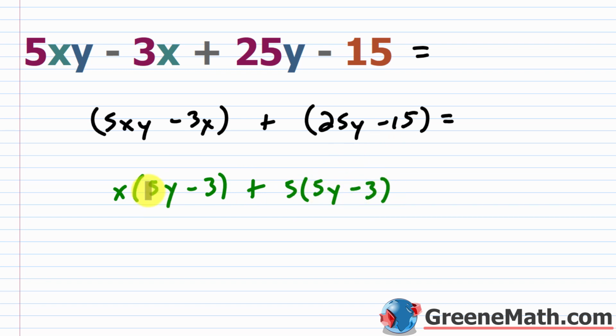Again, I have a common binomial factor of 5y minus 3. So if we pull that out, so 5y minus 3, inside, we would have what? You'd have x, and then plus, you'd have a 5. So again, I always check for additional factoring just to make sure I didn't miss anything. We have the quantity 5y minus 3 times the quantity x plus 5 as our answer.